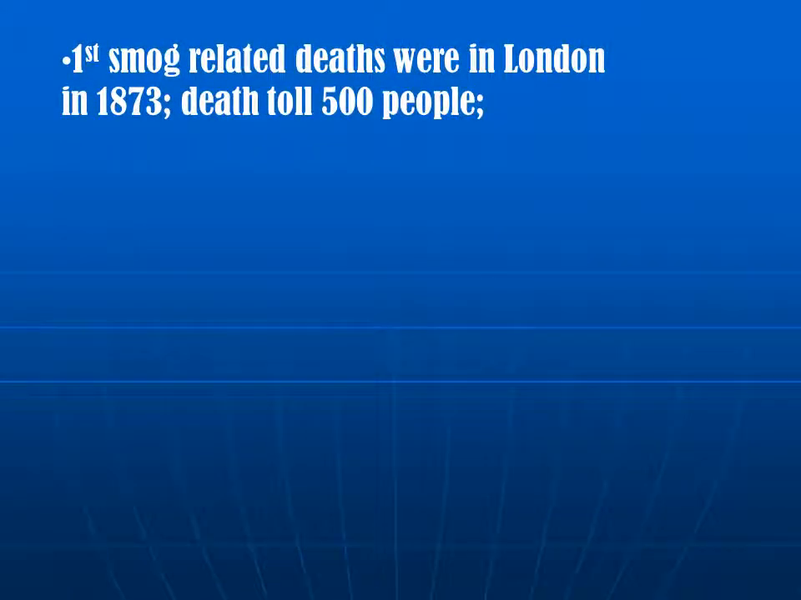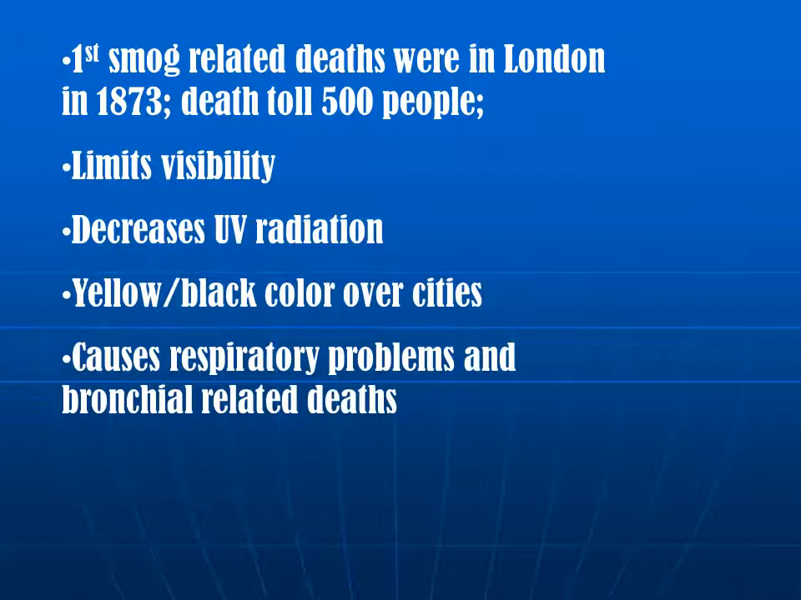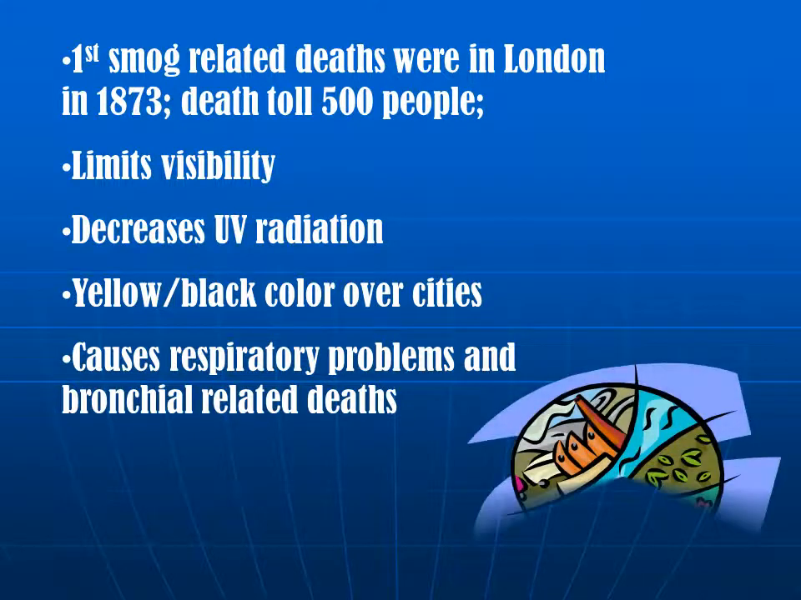The first smog-related deaths were in London in 1873. The death toll was 500 people at that time. This photochemical smog limits visibility, decreases the UV radiation, gives a yellow-black color over cities, and causes respiratory problems and bronchial related deaths.